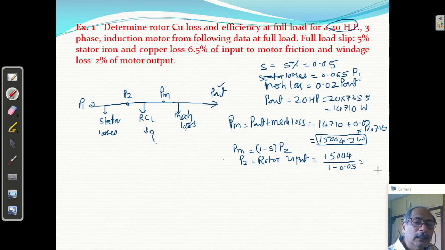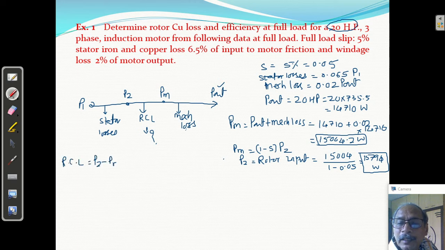Using the calculator, I am getting 15,794 watt. So I got P2. Now P2 minus PM, this minus this, gives the rotor copper loss. So rotor copper loss equals P2 minus PM.